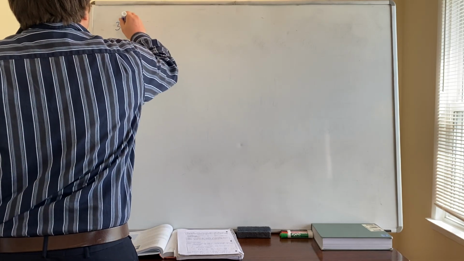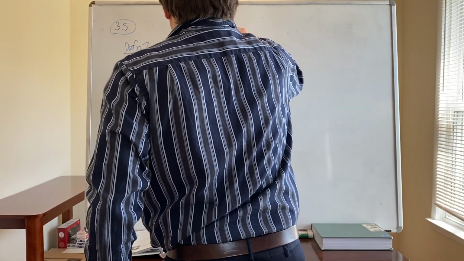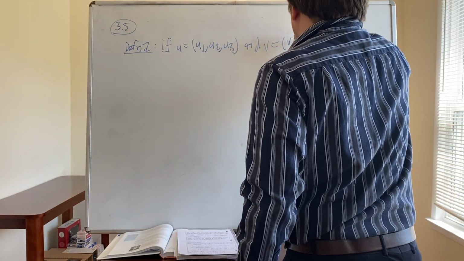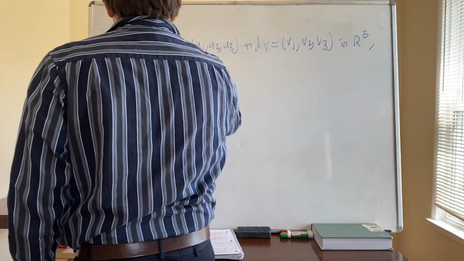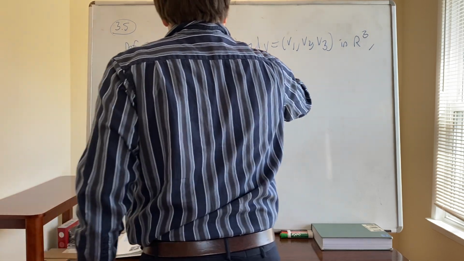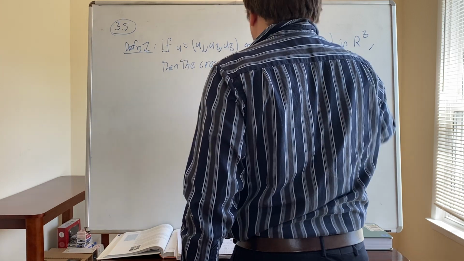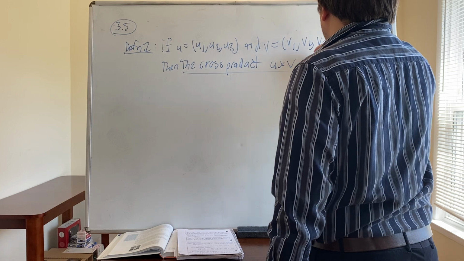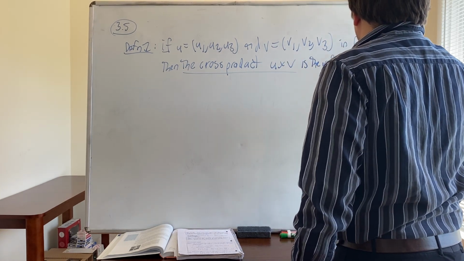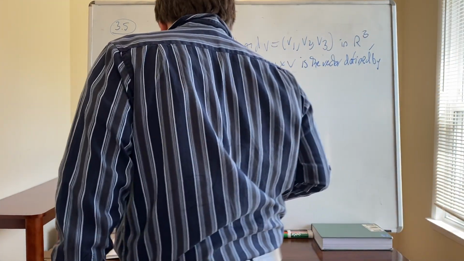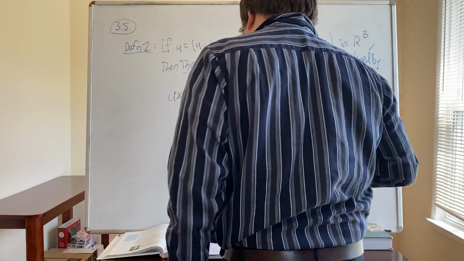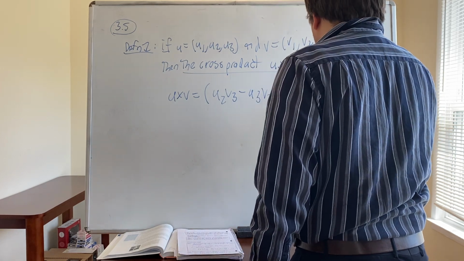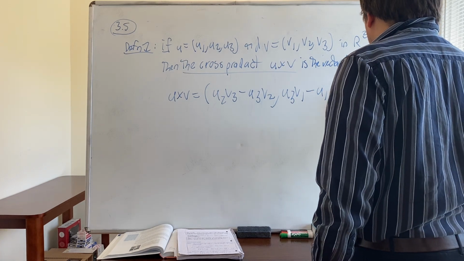Okay, so for 3.5, definition 1: if U and V are vectors in 3 space, then the cross product U cross V is the vector defined by U cross V equal to (U2 V3 minus U3 V2, U3 V1 minus U1 V3, U1 V2 minus U2 V1).